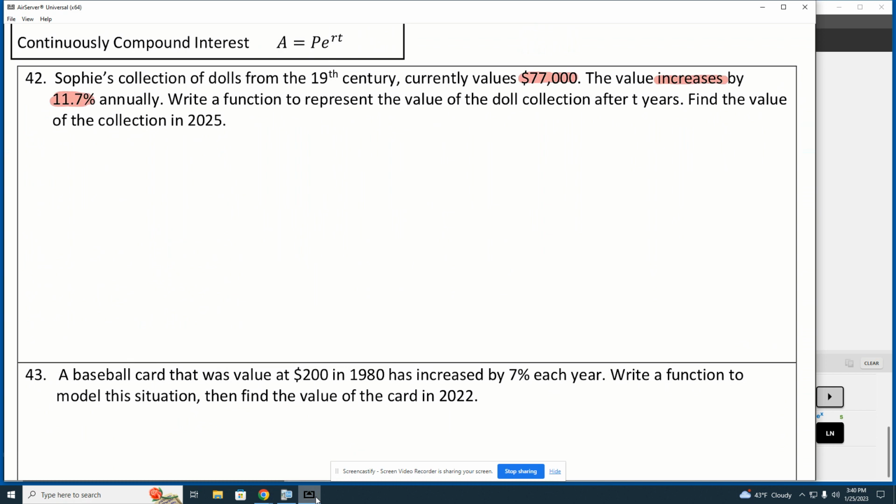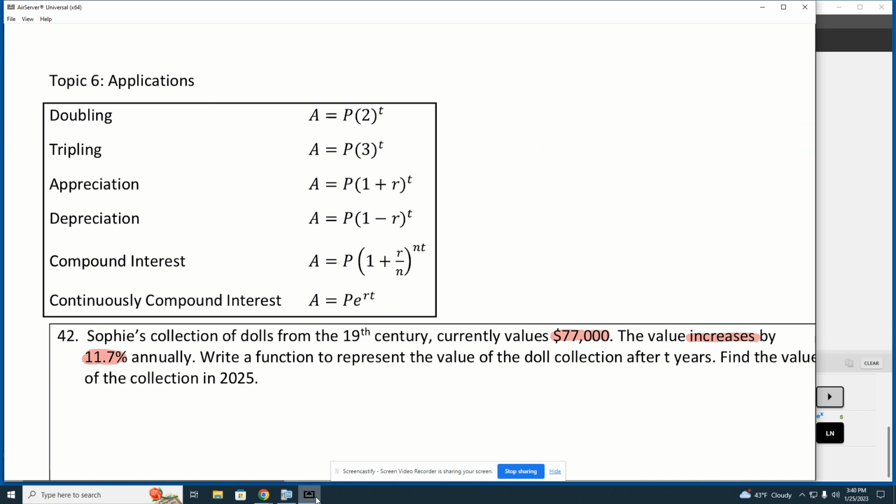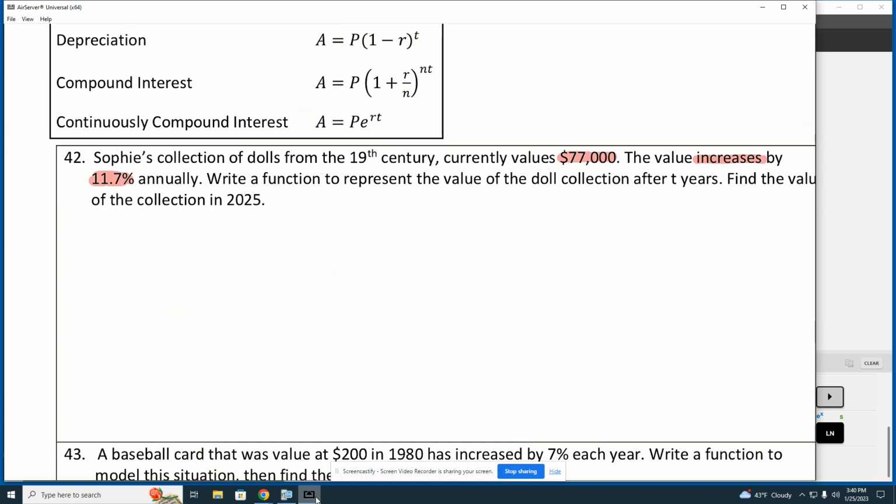So the first thing we want to do is just write an equation. First of all, out of all these equations, which one is just increases by 11.7% annually? See, it doesn't say compounded. So that gets rid of these two right here. It never says anything about doubling or tripling, so those are gone. And which one of those left represents increasing? Well, it's definitely this one. So we're using appreciation, okay? So I'm using the equation A equals P times 1 plus R to the T power.